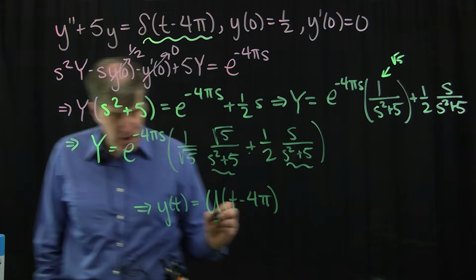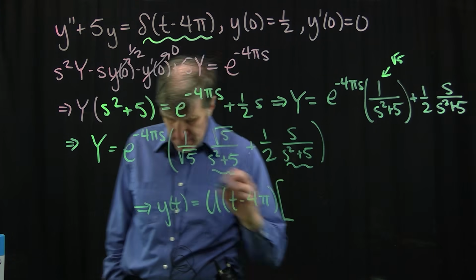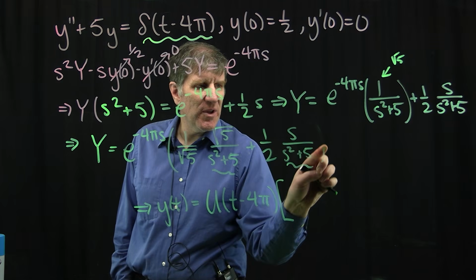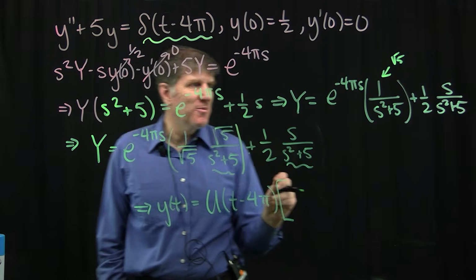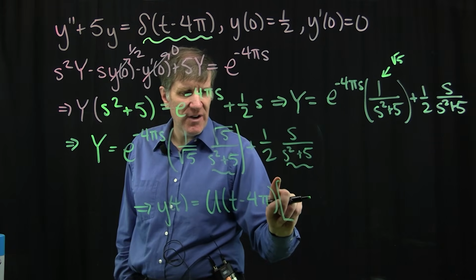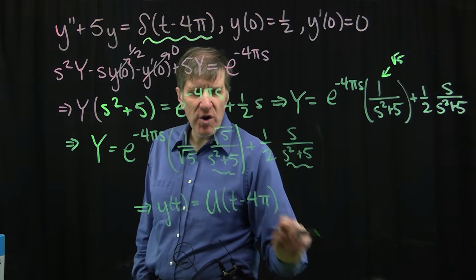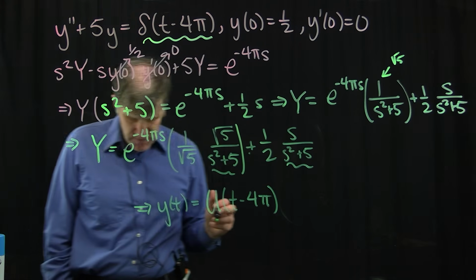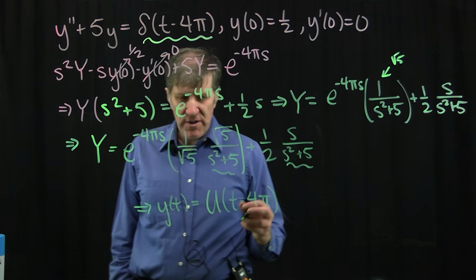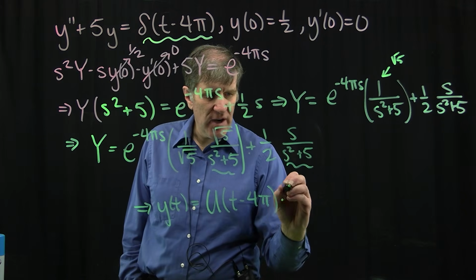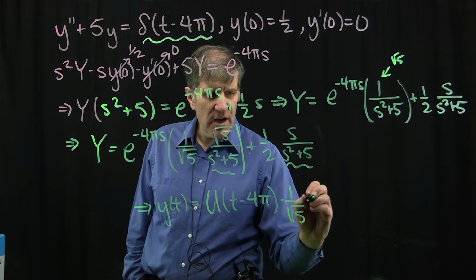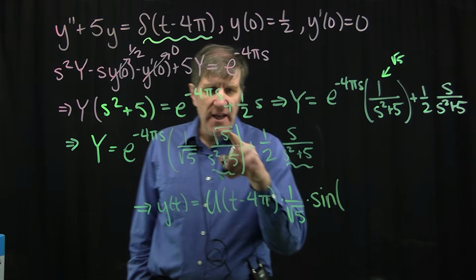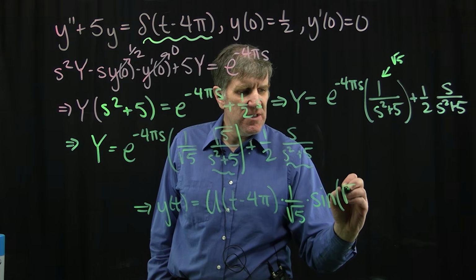So we have our step function, and then, oh, I made a mistake here. This parenthesis goes around this term, but not the other term. So I don't actually need a bracket here at all. There's only one term that was multiplied by the exponential in the Laplace transform. So only one term when I invert is going to have to deal with that. And so I have 1 over the square root of 5 times the sine of the square root of 5 times t.